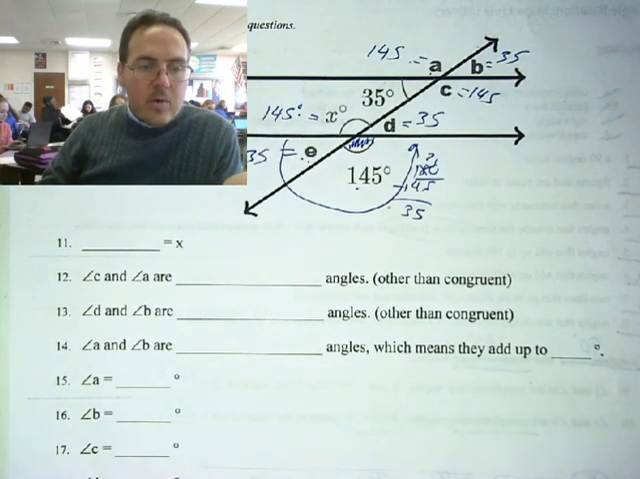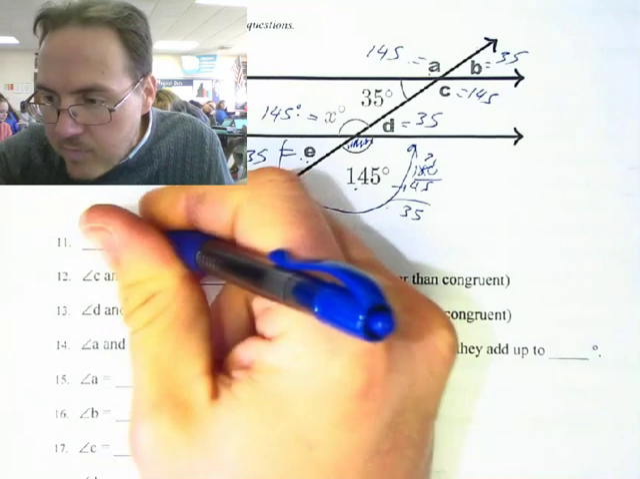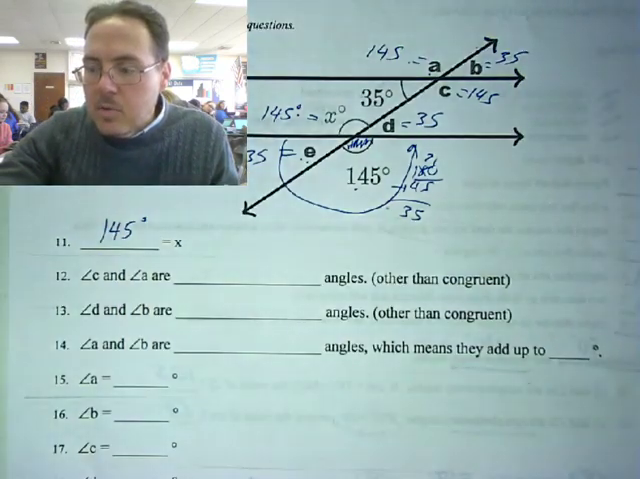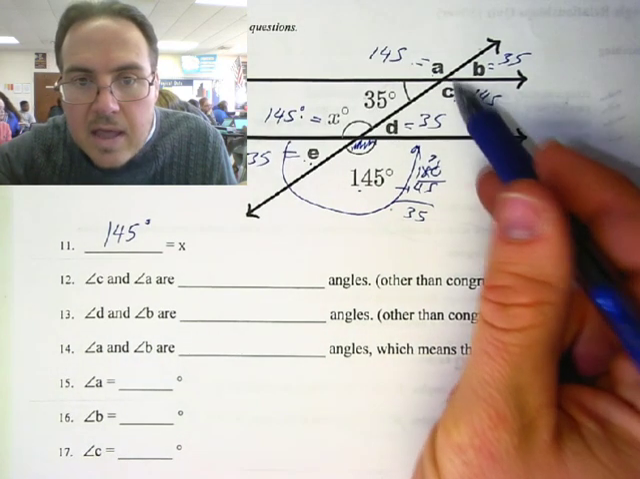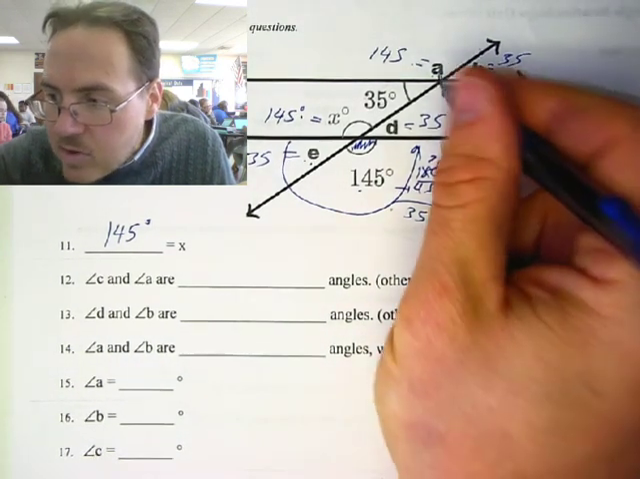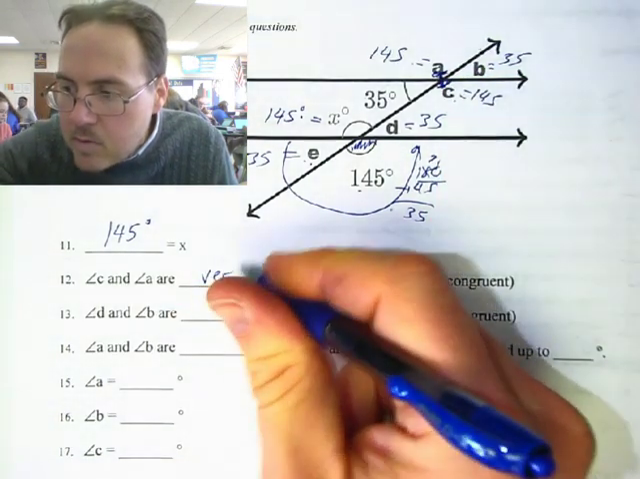And now I'm just going to look down at the questions because I've already got all the answers. So 11, what is X? Well, okay, I've already done that. X is 145 degrees. Number 12, C and A are blank angles. Okay, where's C? C is there and A is here. So, okay, since they're across each other through this intersection, they are called vertical angles.